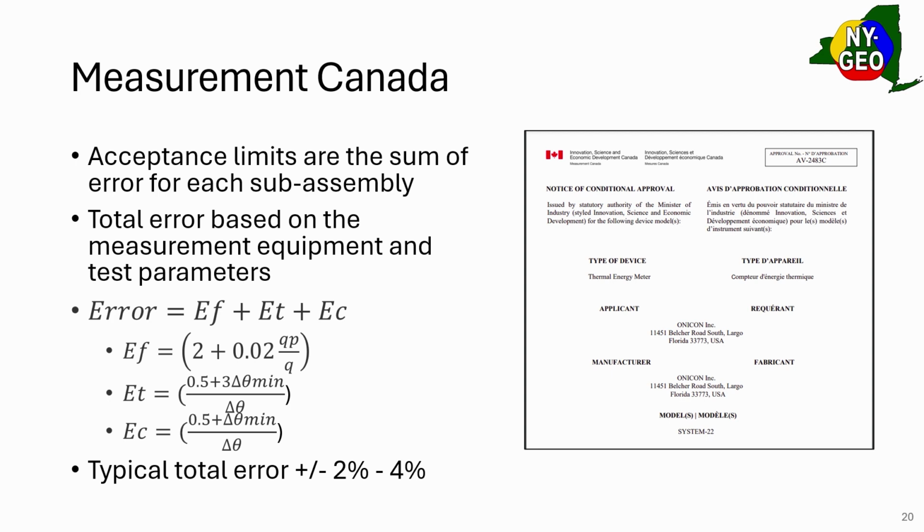So, Measurement Canada, as we mentioned before, measures each subassembly. They measure the flow meter in the lab, they measure the temperature sensor in the lab, and they measure the calculator. They sum the errors for each, and if it's below a threshold, which is based on the measurement equipment and test parameters, but typically around 2 to 4%, then it passes. Once it's passed, you can legally trade BTUs with that meter.